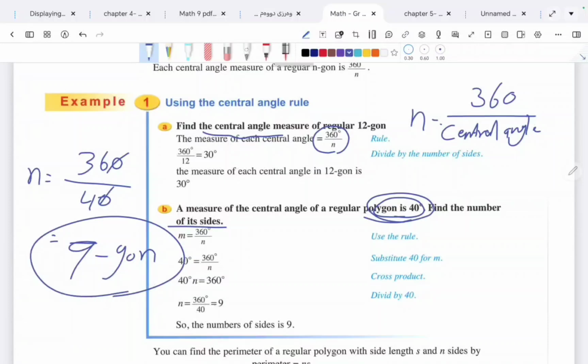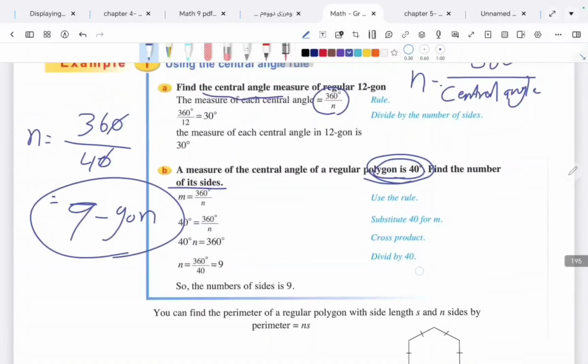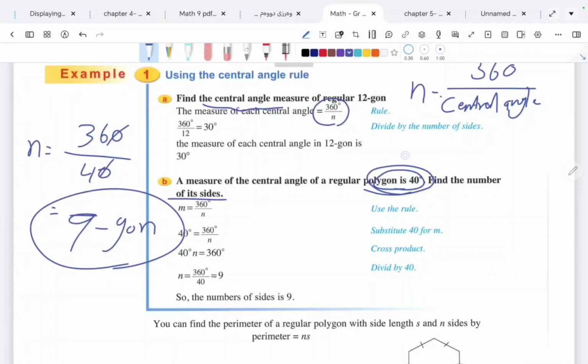And another example: they say the central angle measure of a regular polygon is 30 degrees. What's the number of sides? So we will say 360 divided by 30. The 0 and 0 cancel each other. 36 divided by 3 is 12, so it will be a 12-gon, or you can say dodecagon.